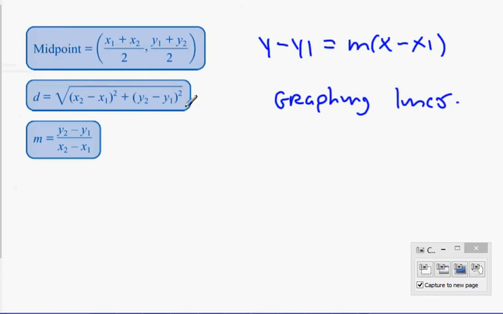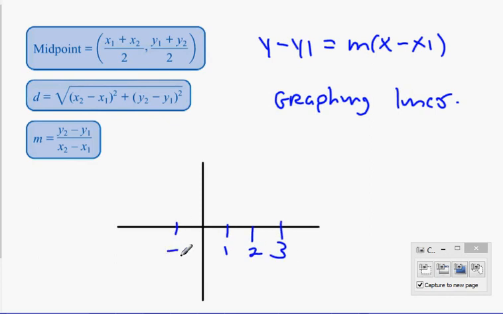I'm going to give you 2 points. In coordinate geometry you have 4 quadrants, okay? And this is just your x, y axis. So you have 1, 2, 3, and you have -1, -2, -3, and then you have your y axis, and then you have your x axis, okay?